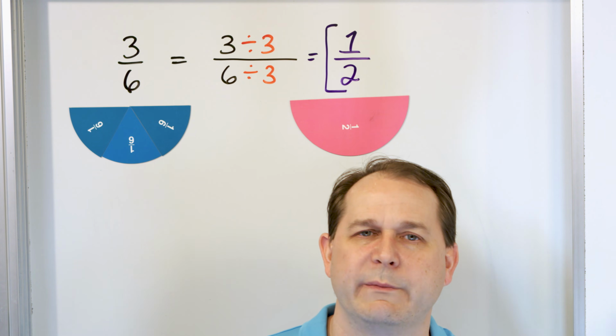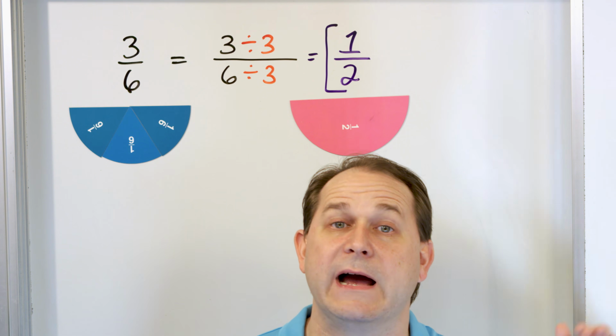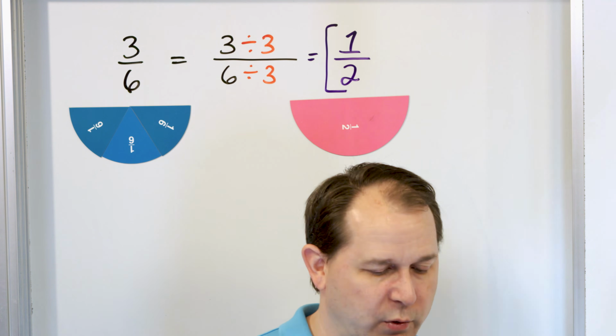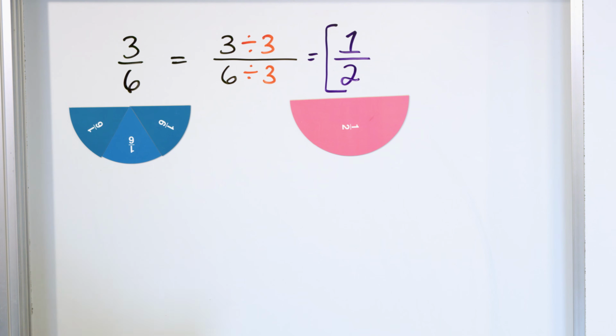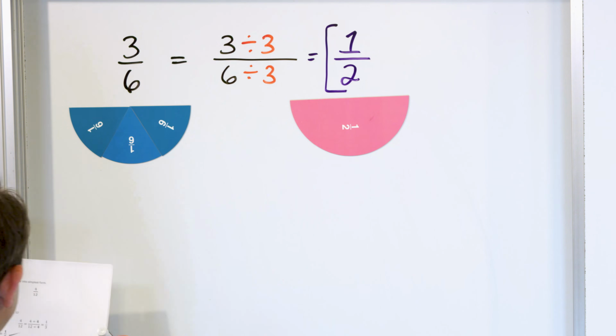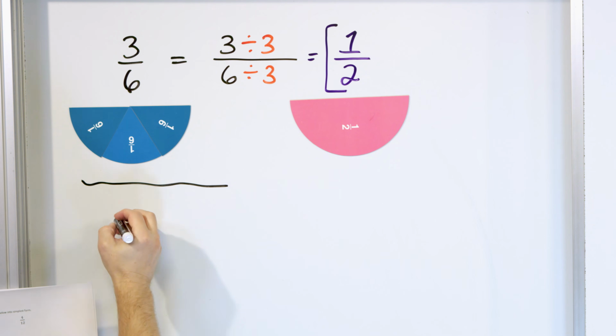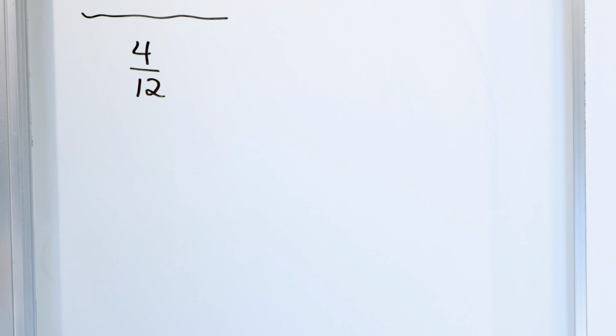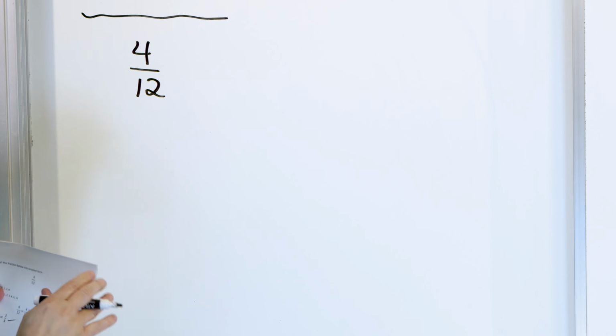Like in general, when we solve problems, we always want to simplify as the final step to get the fraction into lowest terms, into simplest form. All right, so now that we have the idea down, let's go conquer the next one. Let's say we have the fraction 4/12. And I'm going to ask you, is this in lowest terms, or can we simplify this into lowest terms?